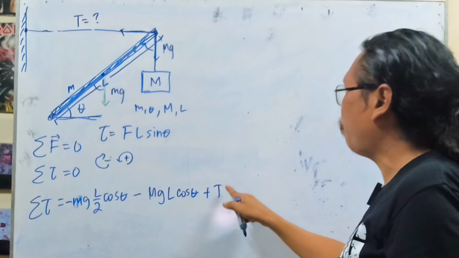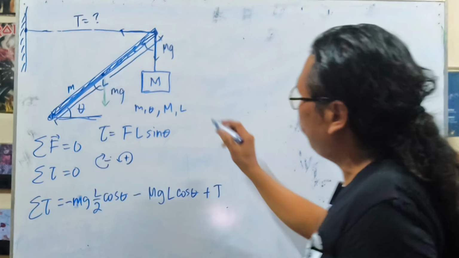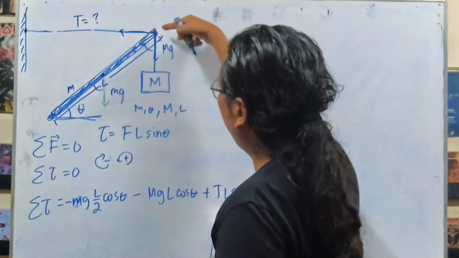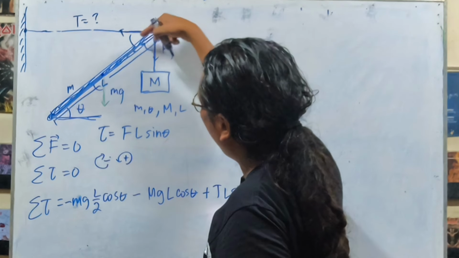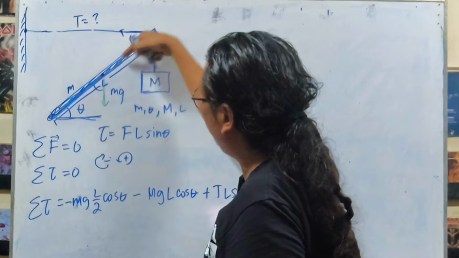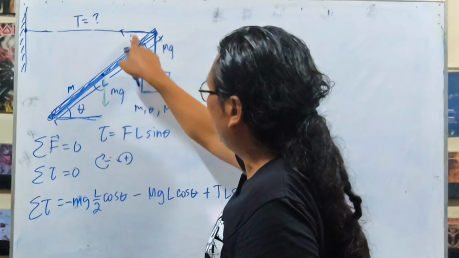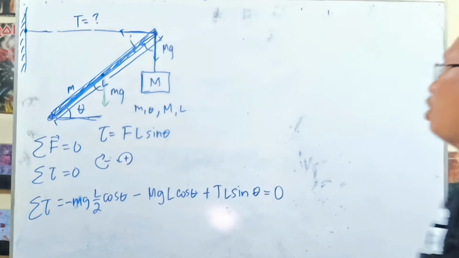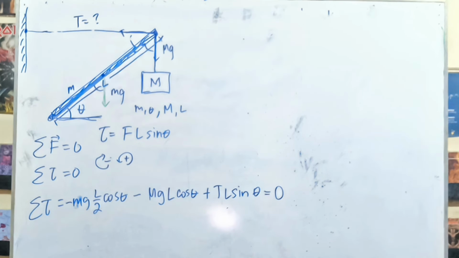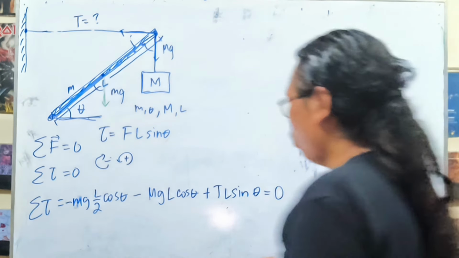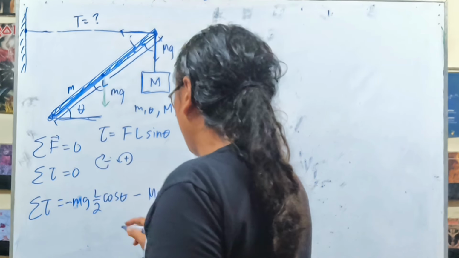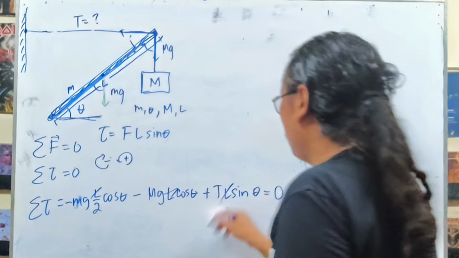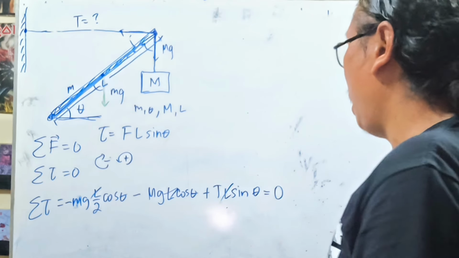So this is T times L, since the lever arm is just L, times sine of the angle between that T force and the lever arm, which is just theta. So this is sine of theta, and the sum is equal to 0 since this is in equilibrium. Now we can find the tension: L will cancel out, which means the tension will not depend on L.